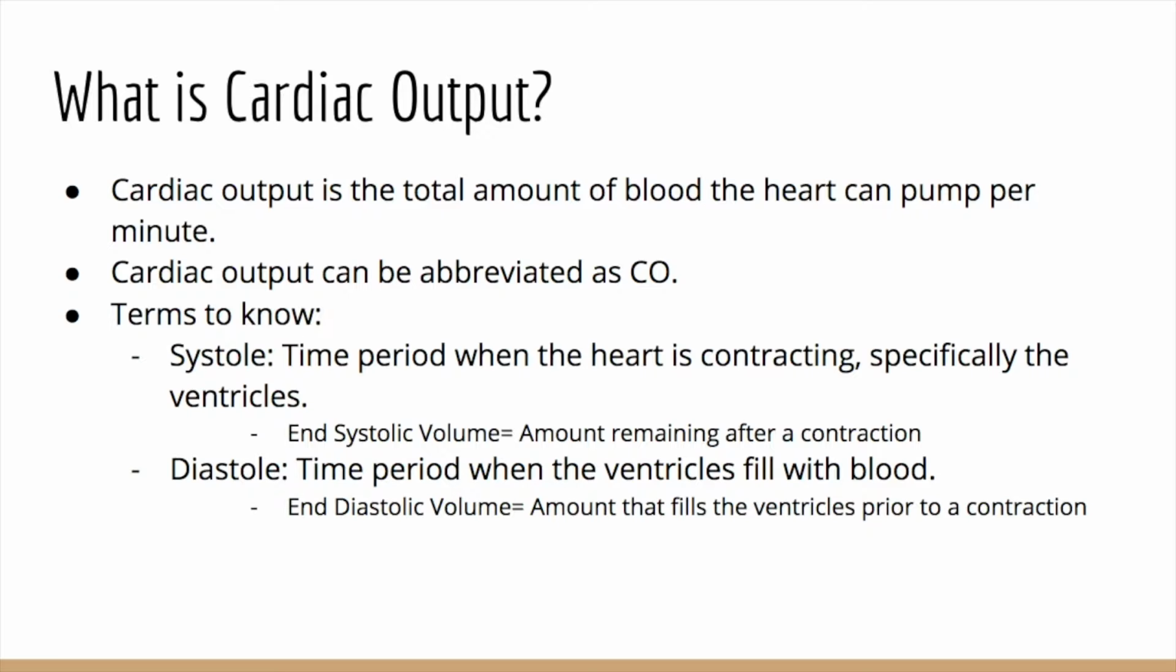Some of the terms that you should know before we get into it: systole, which is the time period when the heart is contracting, specifically the ventricles. That's related to the end systolic volume, or the amount of blood remaining in the ventricles after a contraction. Diastole is the time period when the ventricles fill with blood, and that's related to the end diastolic volume, or the amount that fills the ventricles prior to a contraction.